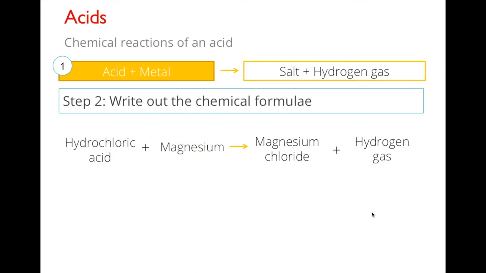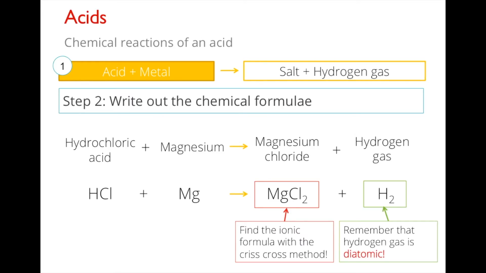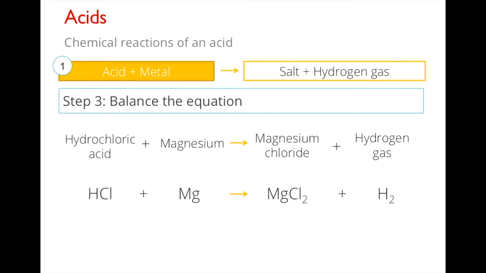Okay, step 2, we write down the chemical formula. Okay, I actually just wrote it down just now. Then now we want to balance it. Okay, remember that hydrogen gas is H2. We want to balance the equation. So first, which one should I multiply by 2? Okay, I should multiply hydrochloric acid by 2.